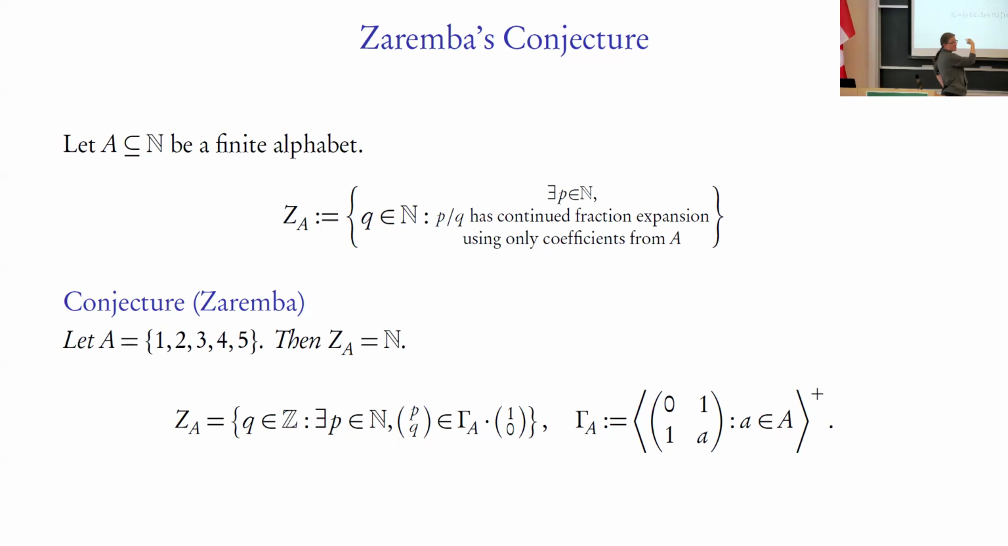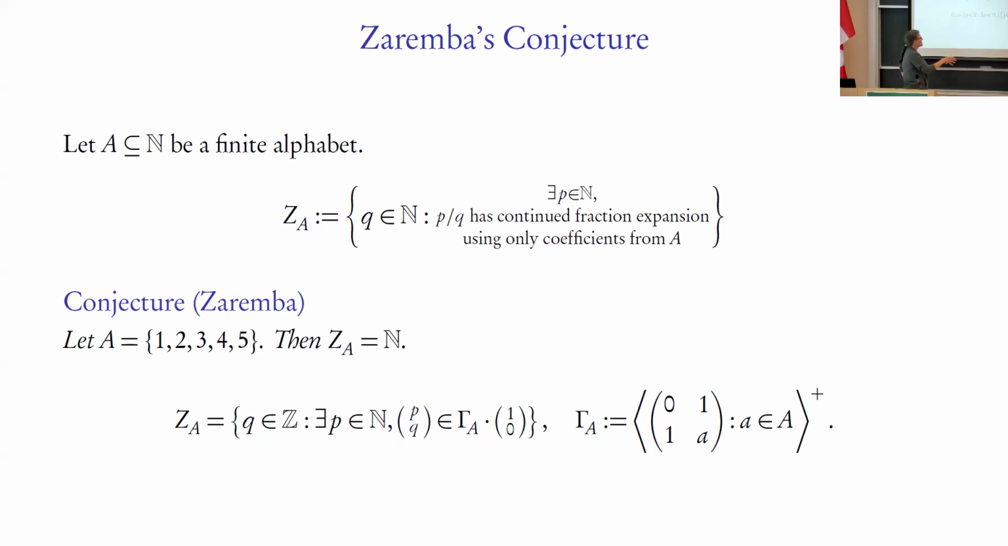So the Q, such that there is some numerator that goes with it, so that the continued fraction expansion can be given in terms of those letters. And the conjecture due to Zaremba is that you do, in fact, get everything if you use the alphabet 1 through 5. In fact, this is a more general question. Is there a finite alphabet for which this will happen? But Zaremba proposed that maybe 5 would do it.